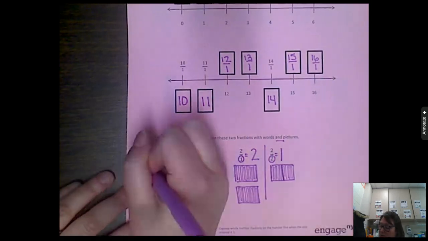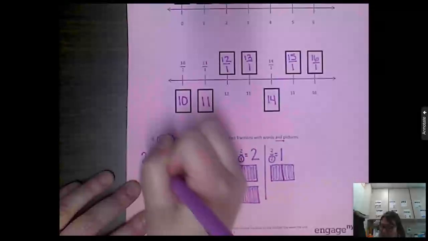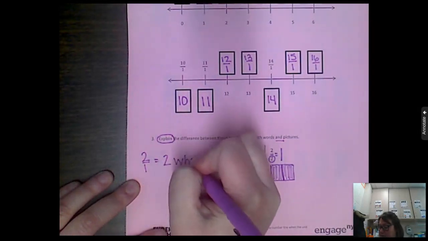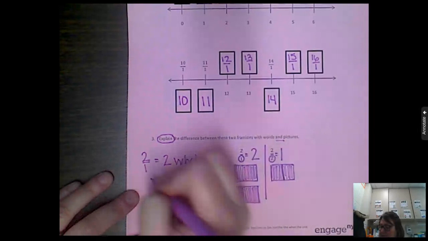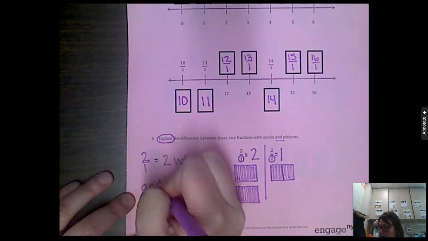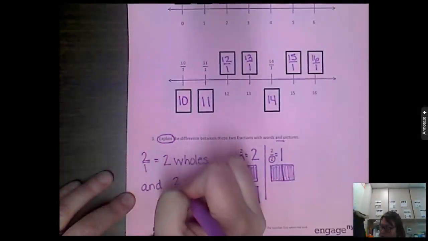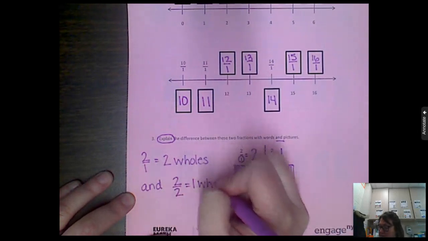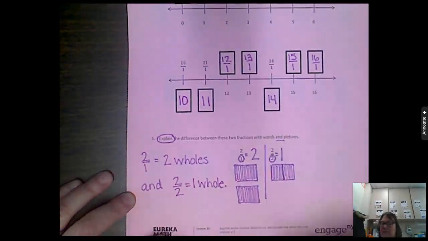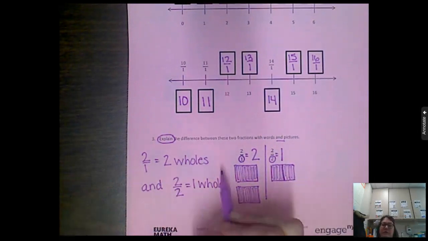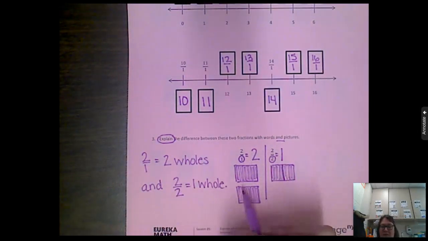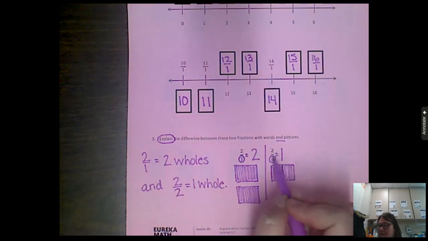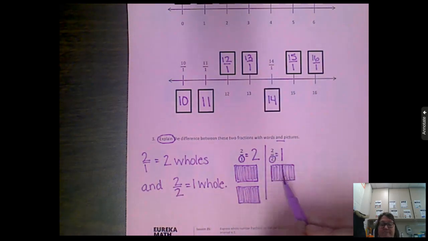So 2 over 1 equals 2 wholes, and 2 over 2, or 2 halves, equals 1 whole. So 2 over 1 equals 2 wholes, which is this one right here, and there's our picture, and 2 halves equals 1 whole, which we have right there. 2 halves equals 1 whole. And there we have it.